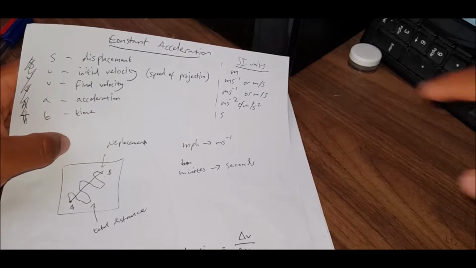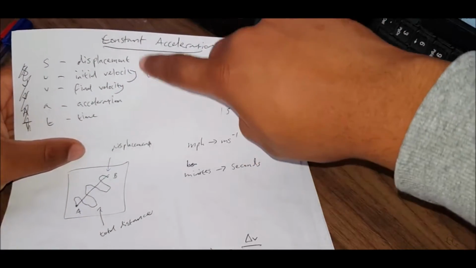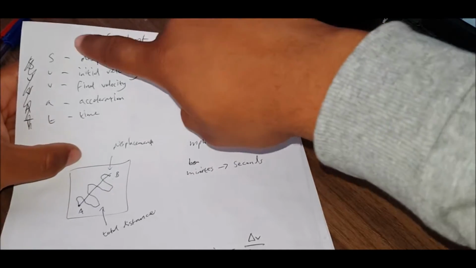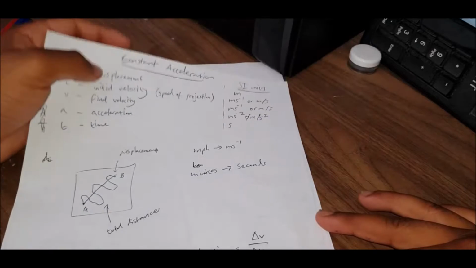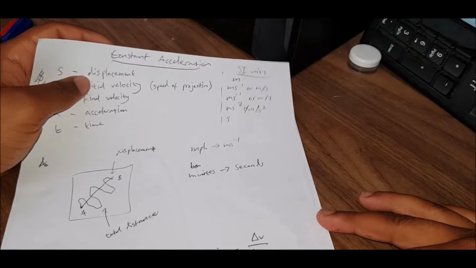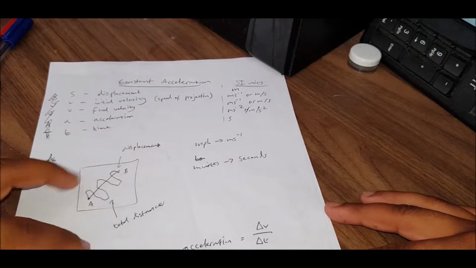So, constant acceleration. These are what they stand for. So, these are the SUVAT equations. Now, displacement, I've already kind of explained in terms of this graph.